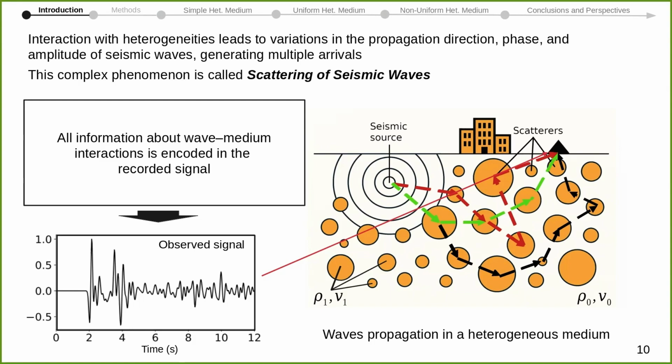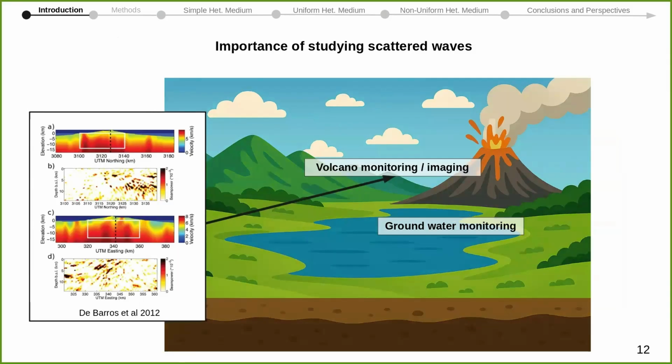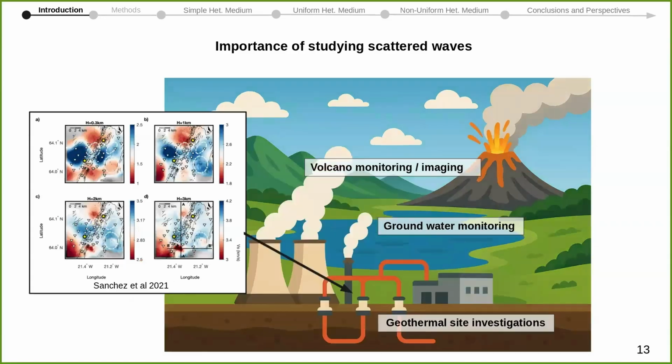Just to show some applications, the scattering of seismic waves has been used in many applications to constrain the properties of the medium. In 2022, Mao showed that it is possible to monitor a groundwater reservoir. Another application could be volcano monitoring or imaging, which is important also for the safety of the population. Or, to show another example, it is possible to carry out geothermal site investigation. Those are just some of the many examples of how we can use seismic waves to constrain the properties of the medium.